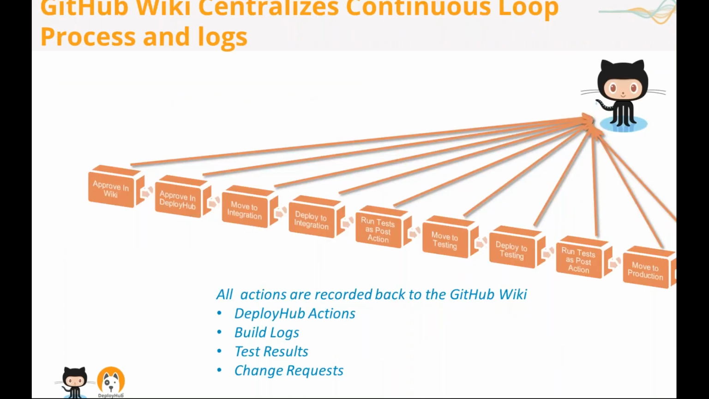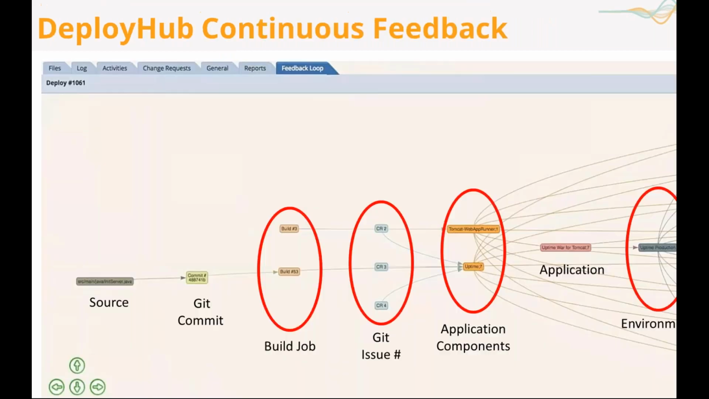So again, what we end up with is GitHub and DeployHub having all the information in them. So you can go to that wiki page and centralize what that continuous loop looks like, from the initial approval and the check-in all the way to the production deployment. And all the actions are recorded in both locations: the DeployHub actions, the build logs, the test results, and all the change requests.